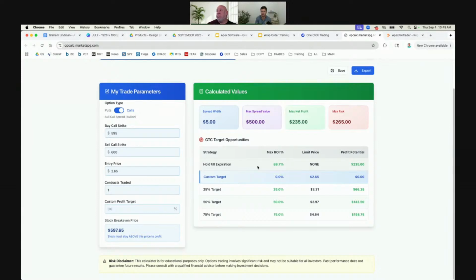Oh, wow, you got filled at 250? Good for you. I make 88% return on investment on a very, very tiny move in GEV. Wow, 252. I should have been more patient.